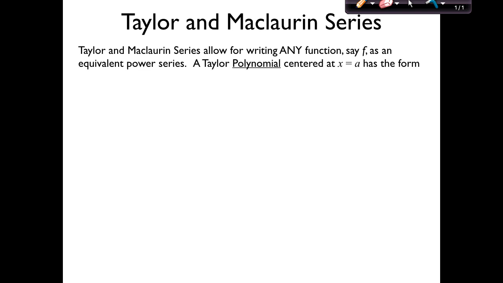So we say a Taylor polynomial centered at x equals a has this form. Okay, now don't let this scare you. This is just like polynomials, but there's one difference: all the x's have minus a. So we know polynomials are just a coefficient times x to the power plus coefficient times x to the power plus coefficient times x to the power. Not hard. So now here, it's the same thing, but all the x's are minus a.